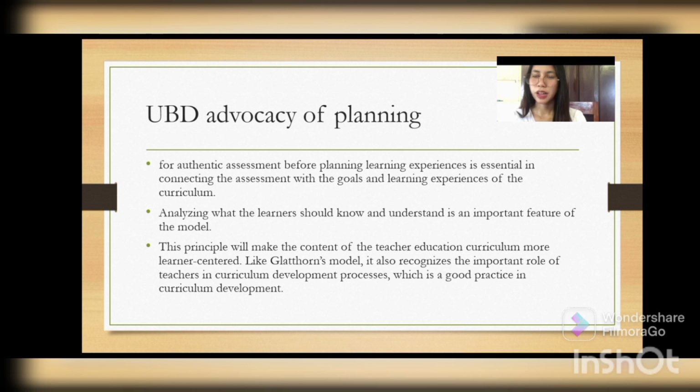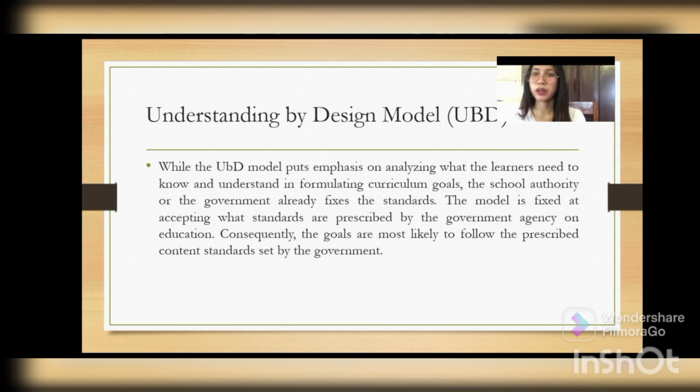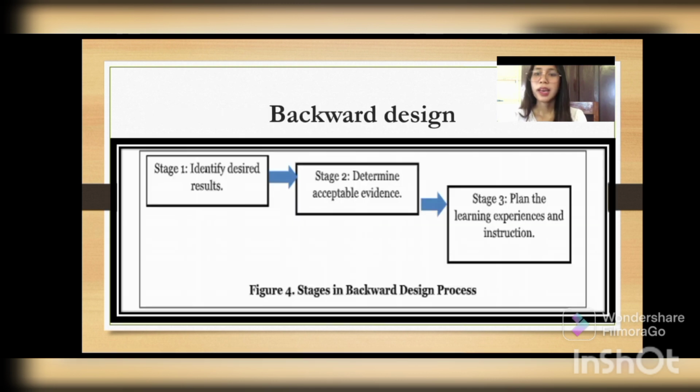So now let's proceed to the advocacy planning principles and some important features that the Understanding by Design model emphasizes. First, the Understanding by Design model, also called UbD, is a type of educational planning approach and an example of a backward design model of curriculum. I call it backward design because first, it identifies the desired result of the curriculum, which is knowing what skills and knowledge students acquire at the end of the assessments or the curriculum goals.